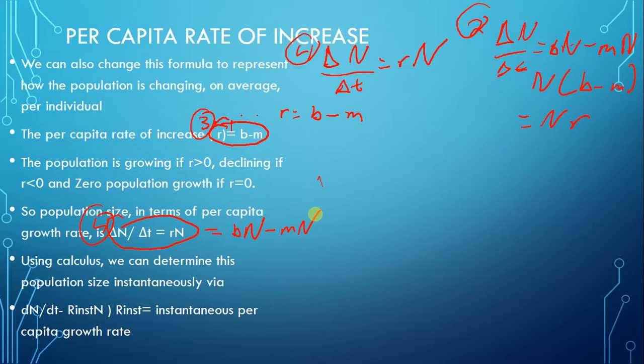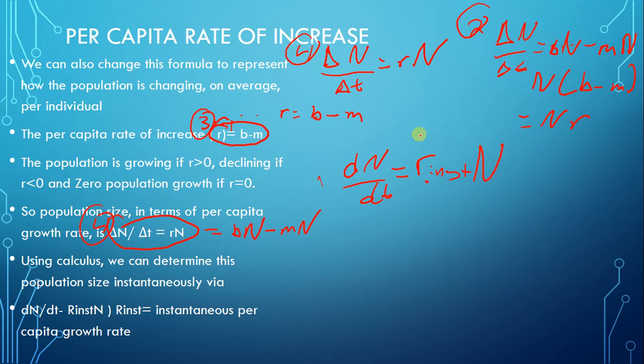Now if we use calculus, we can determine this population size instantaneously. And the way that we do that is saying that at any infinitesimally small point in time, our per capita growth rate is going to be our instantaneous, meaning at that moment, per capita growth rate times N.